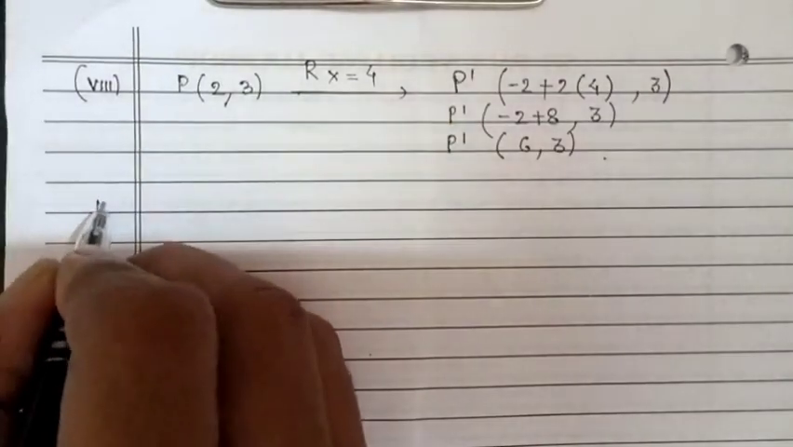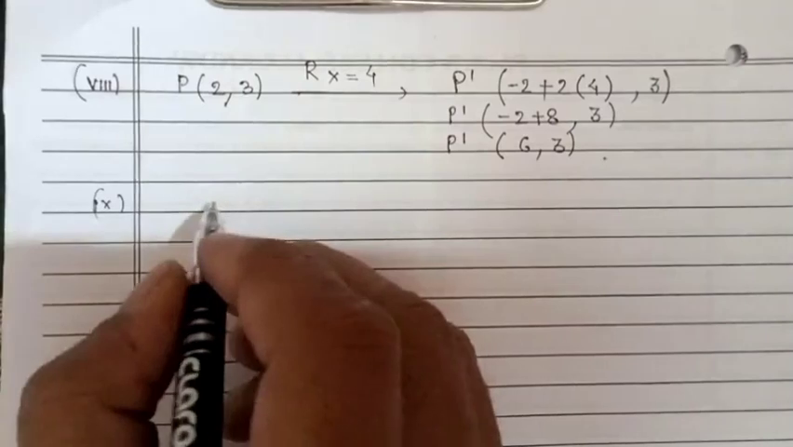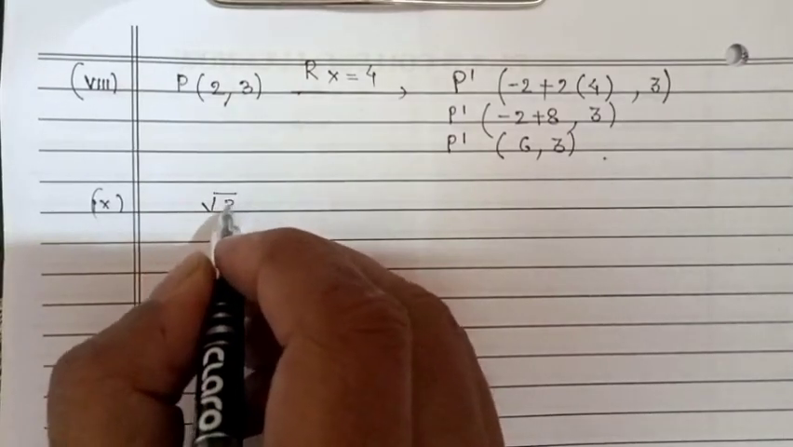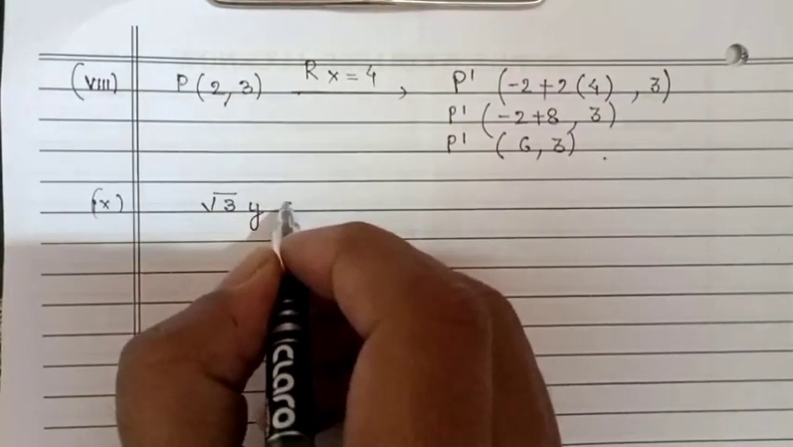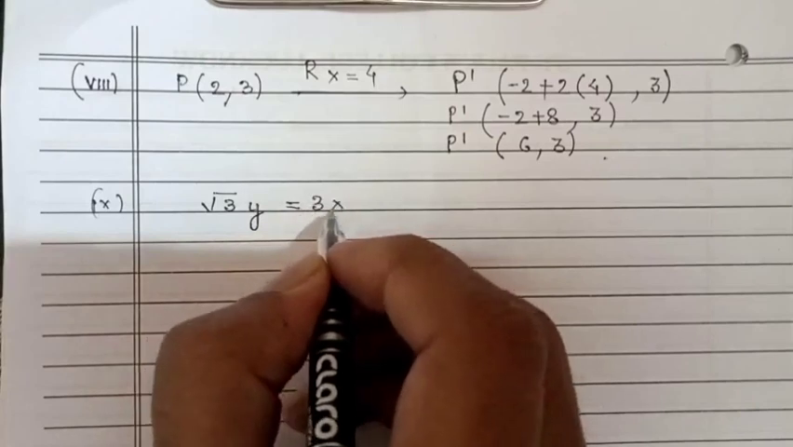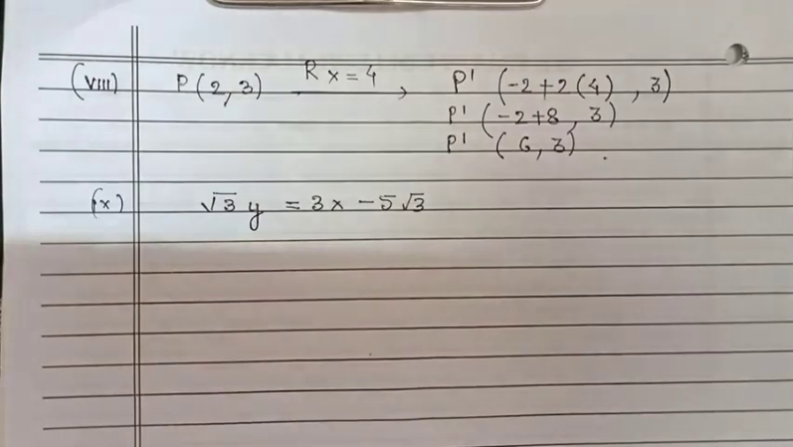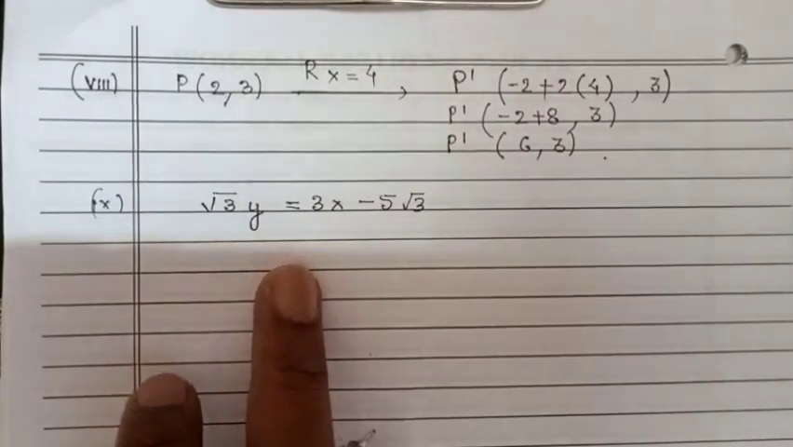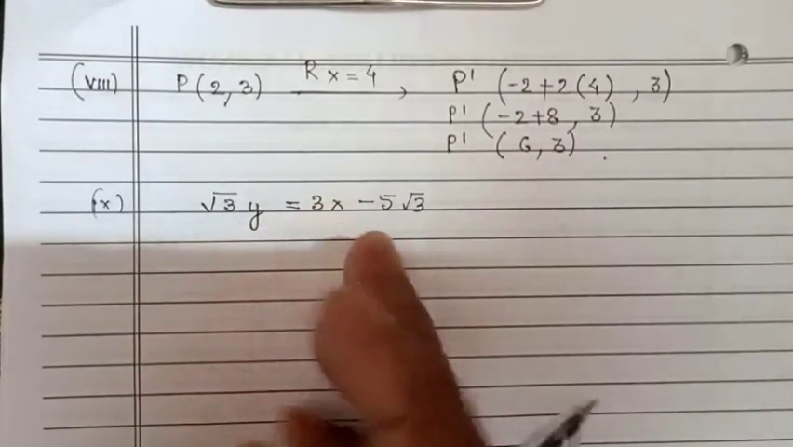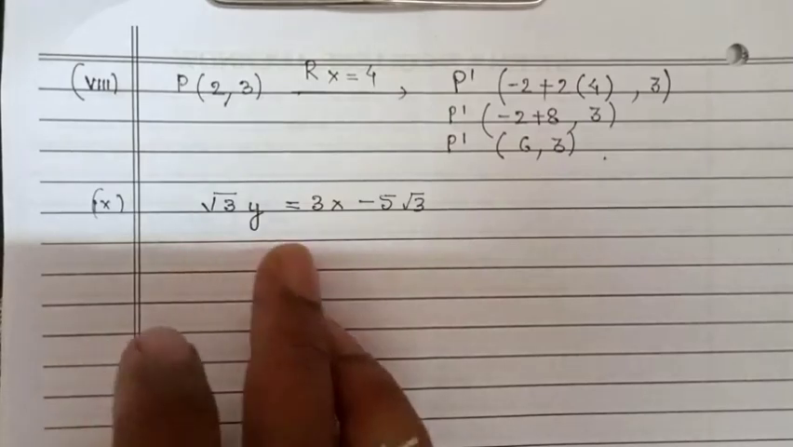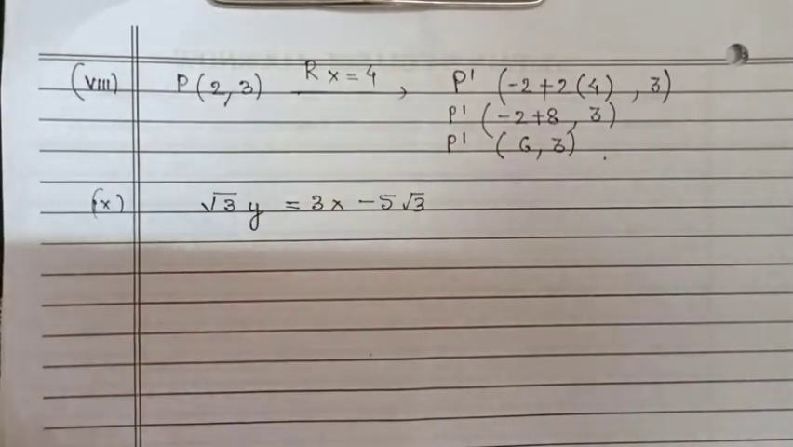So in the 9th part, the equation given to us is √3y is equal to 3x minus 5√3. Now you have to find the inclination of this line. To find the inclination, first of all you need to find the slope of this line. So see how you will find the slope.